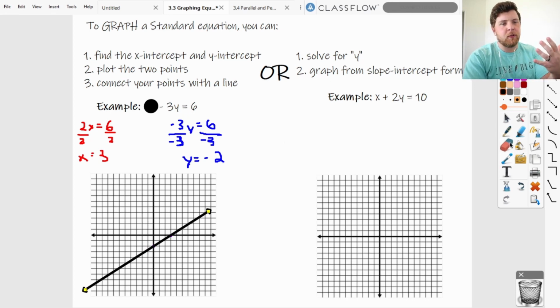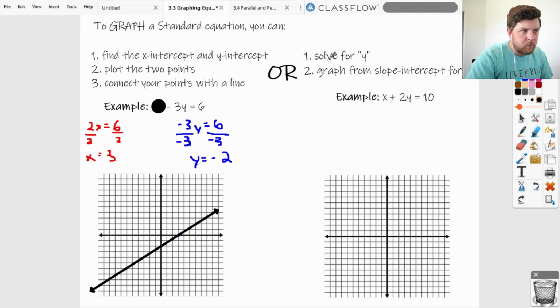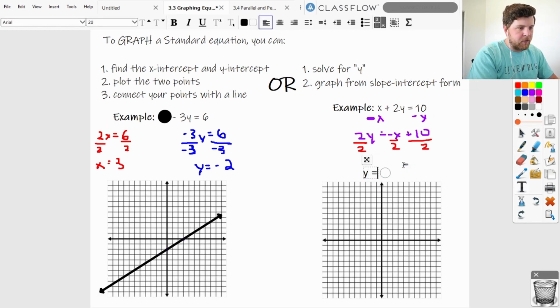Okay, if I was physically there in front of you, I would have you cover up: if I'm solving for x, you cover up the y and solve for x. If you're solving for y, you cover up the x and work it that way. What you could also do is solve for y. Subtract x over, we'd have 2y is equal to negative x plus 10. We would divide everything by 2. And we'd end up with y is equal to negative 1/2 x plus 5.